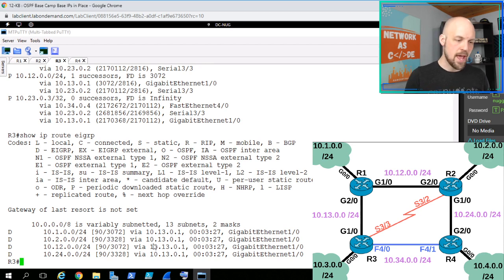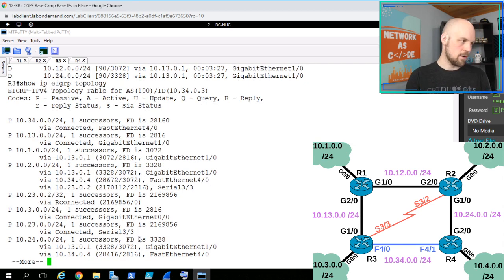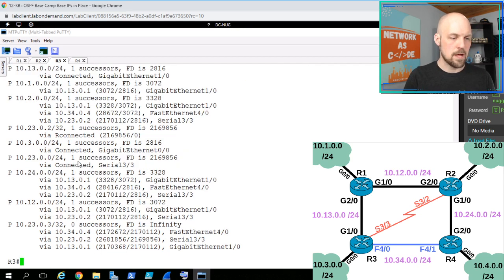So EIGRP has, let's go and pull that topology table back up. Nate, things are good on your end? Thanks for confirming. All right, let's look at this topology table. What this is really doing is collecting all of the route information and storing what I need to know, even if I don't install routes into the routing table.